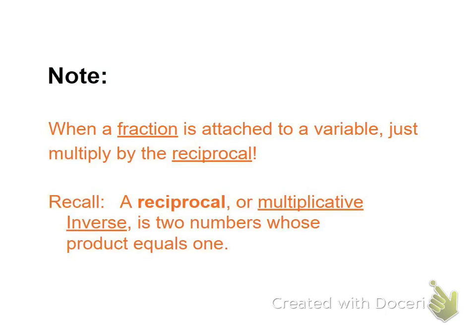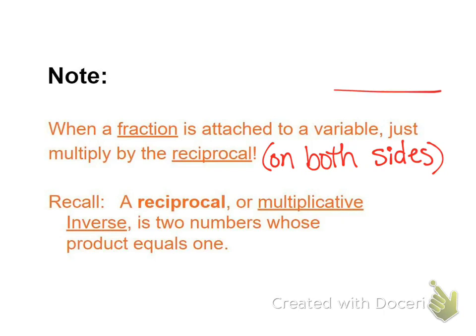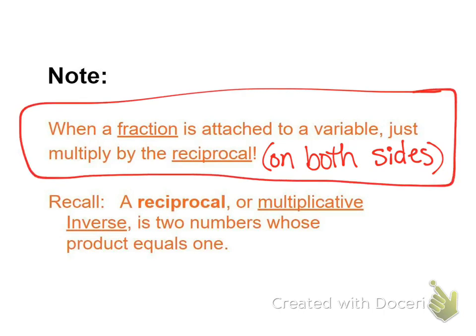All right. When a fraction is attached to a variable, just multiply by the reciprocal on both sides. Of course, that should be assumed when we're solving equations, but I'll add it in there just in case. So down there, a reciprocal is a multiplicative inverse. That's all fine and dandy, but I'm going to write something different for reciprocal.